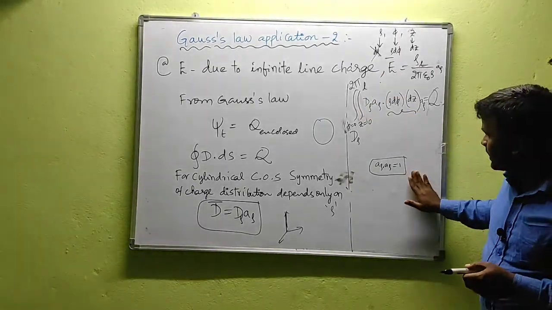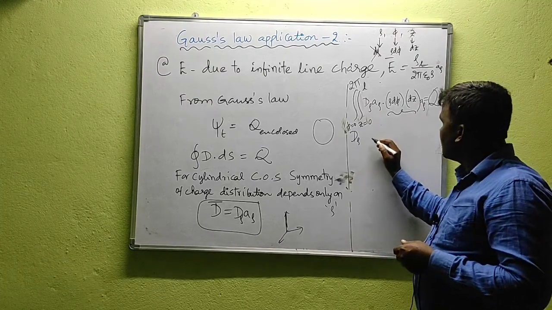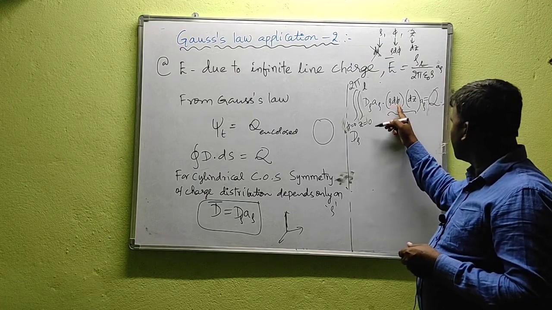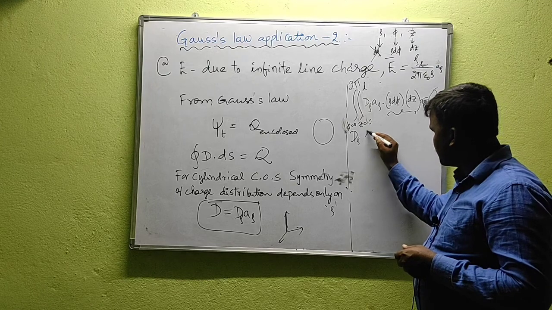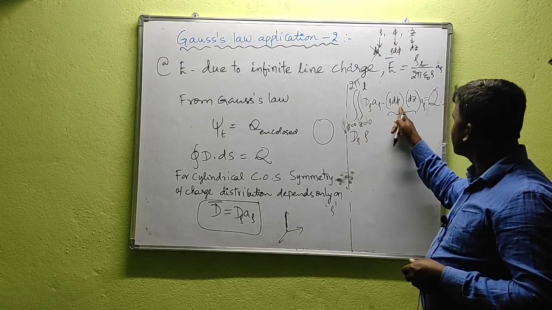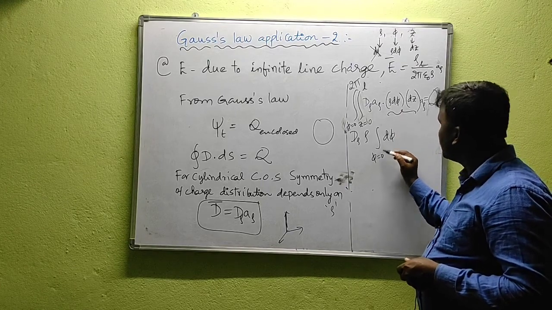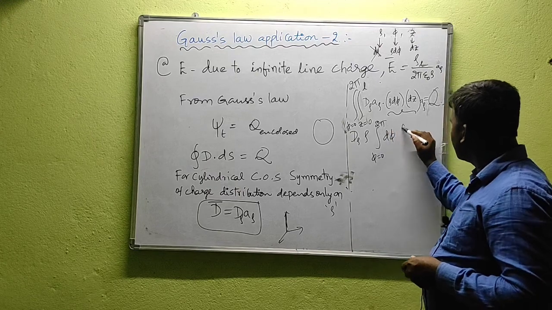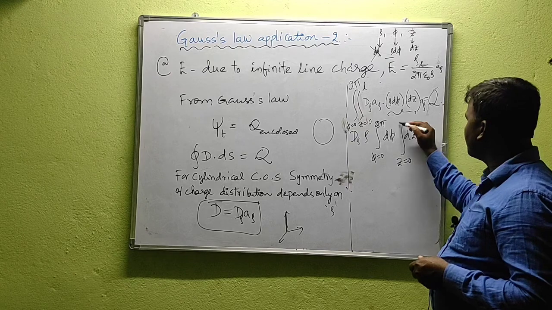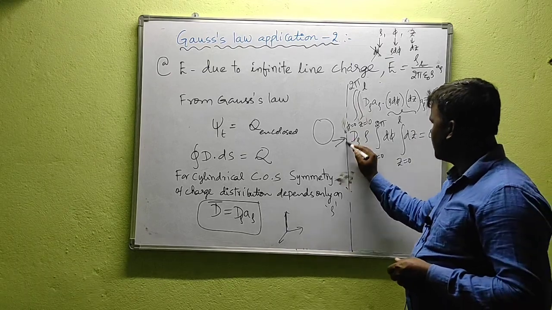Clear? So a_rho dot a_rho is 1, D_rho, and this rho is also constant because integration is with respect to phi and z only. So that is D_rho times rho. For the phi component we only have d phi, with limits 0 to 2 pi. For the z component we have dz, with limits 0 to L, and this is equivalent to Q.